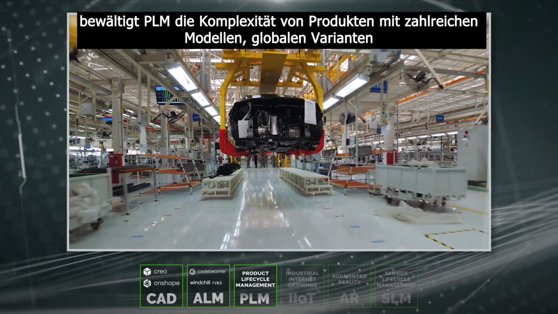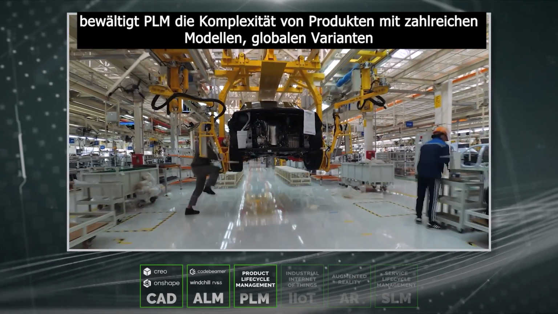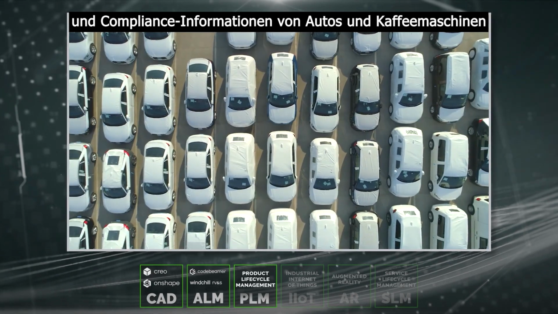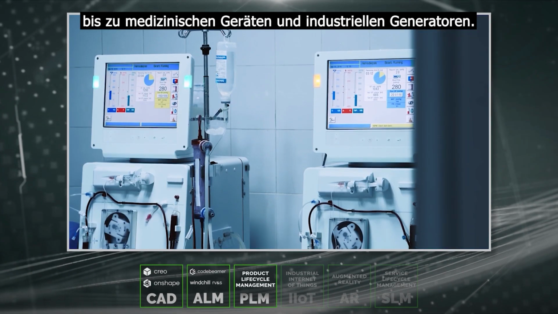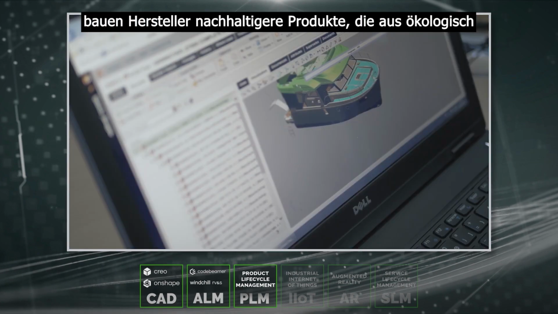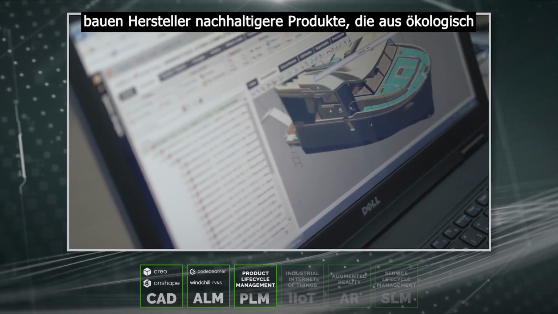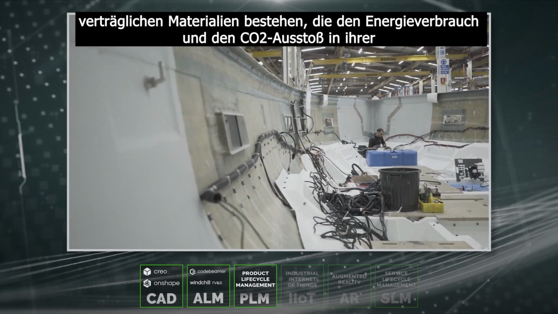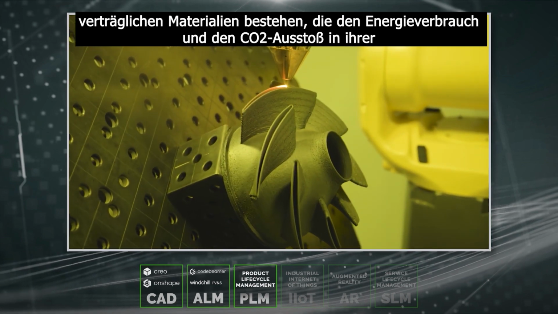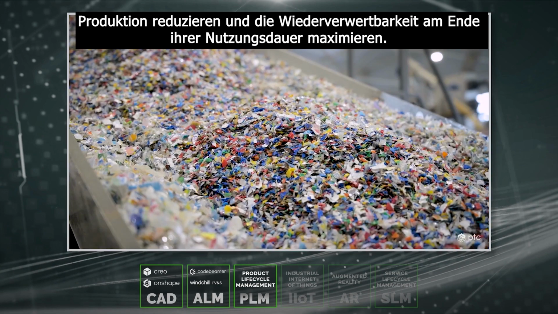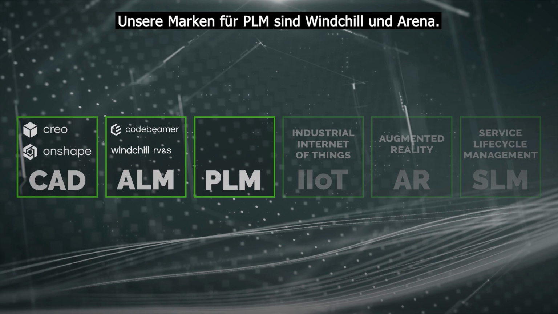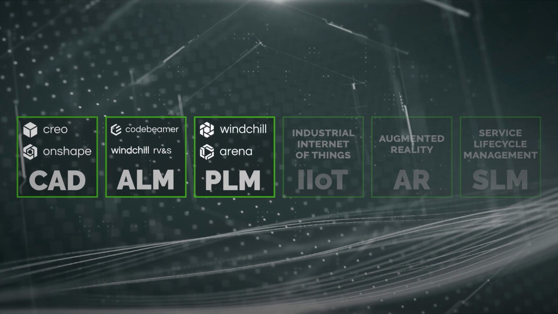PLM handles the complexity of products with numerous models, global variants, and compliance information, from cars and coffee machines to medical devices and industrial generators. Using PLM, manufacturers are building more sustainable products built from eco-friendly materials, reducing energy consumption and carbon use in their production, and maximizing recyclability at the end of their useful life. Our brands for PLM are Windchill and Arena.